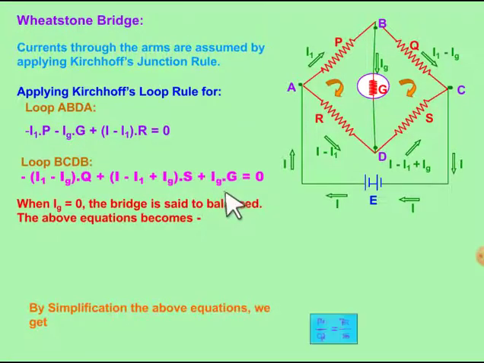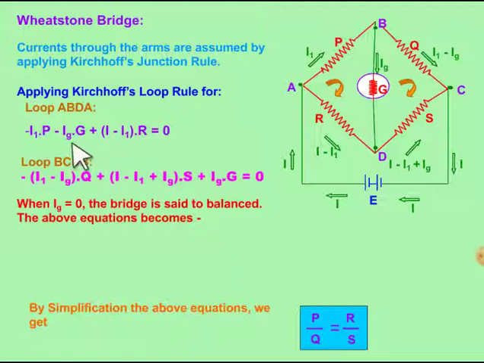On simplification, you will get P by Q equal to R by S. P by Q is the ratio of the resistances on the upper side, and R by S is the ratio on the lower side. Or you can take the middle line and take the ratio P by R equal to Q by S. You know how it comes.